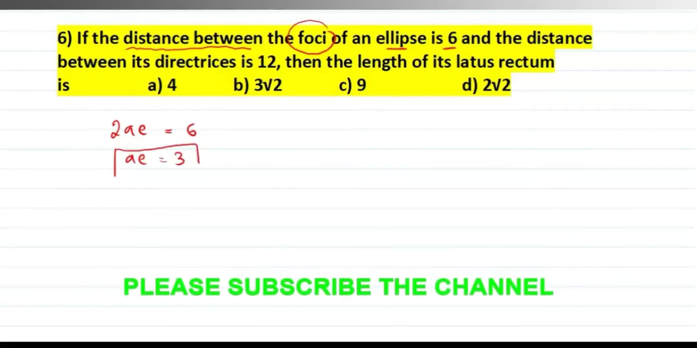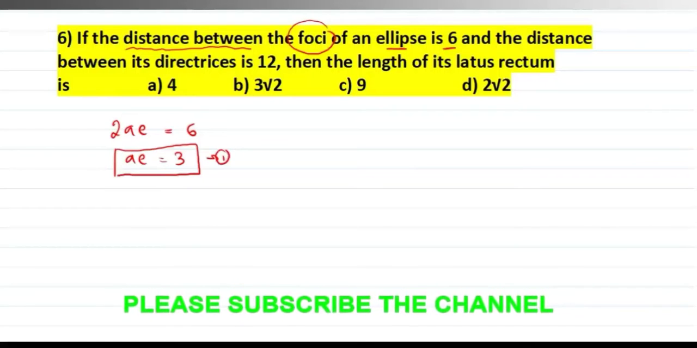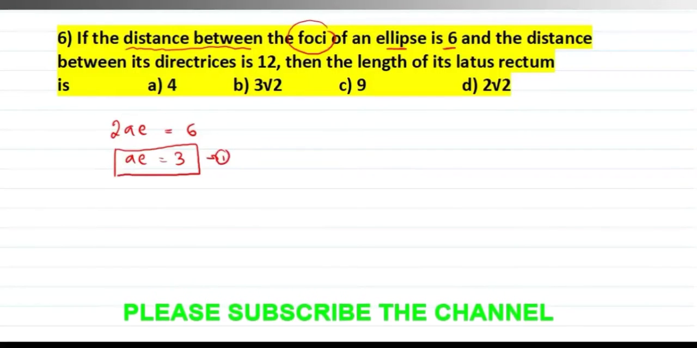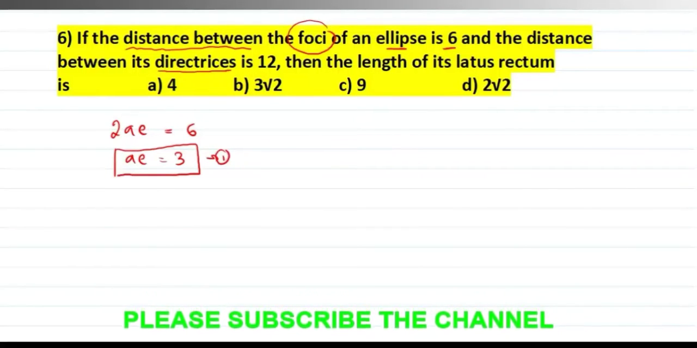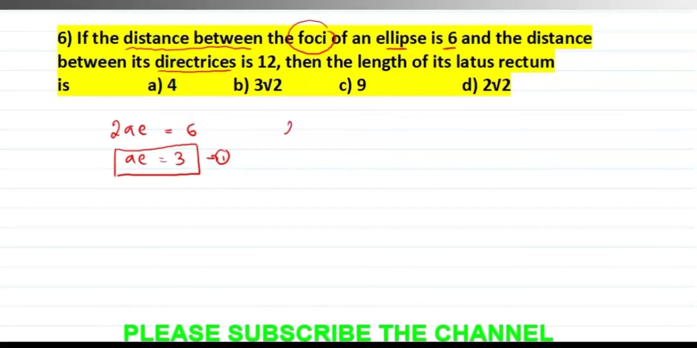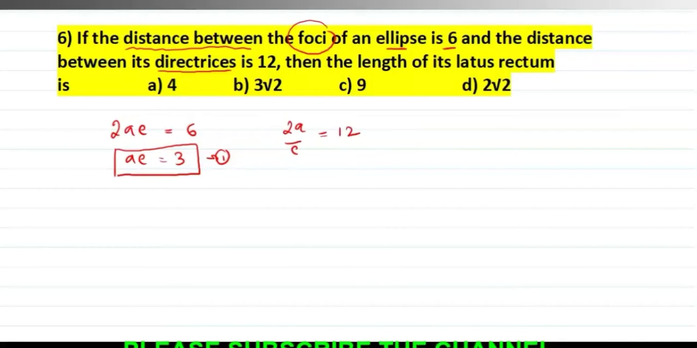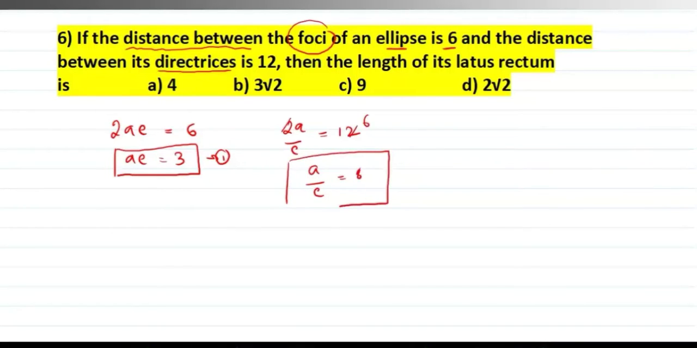Condition number 1, equation number 1, right? Now what is the other data? The distance between the directrix is 12. The formula for distance between directrix is 2a by e. That value has been given as 12, right? 2 ones are 2, 6 are 12. Now a by e value is 6. This is another condition, condition number 2.